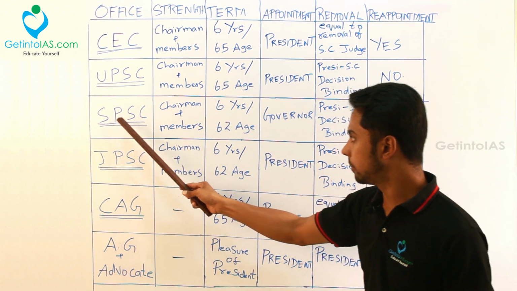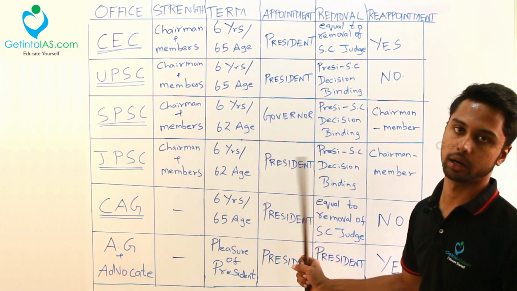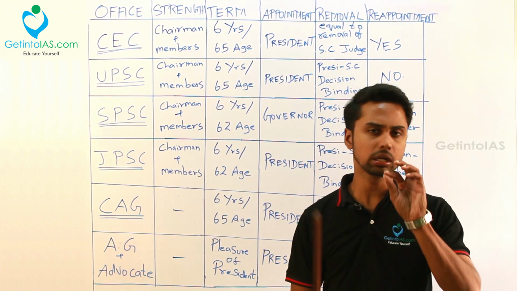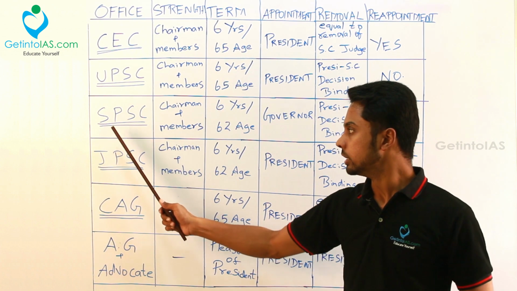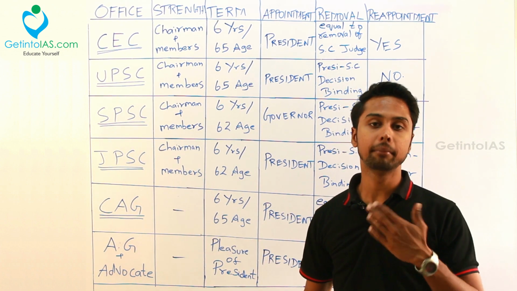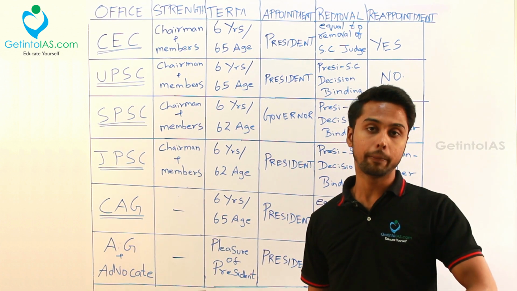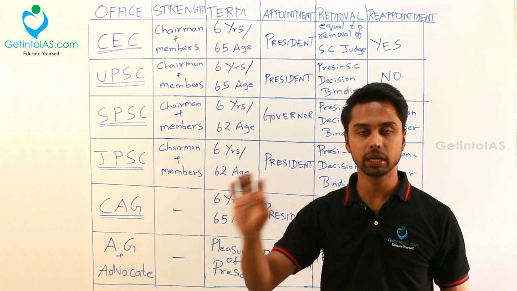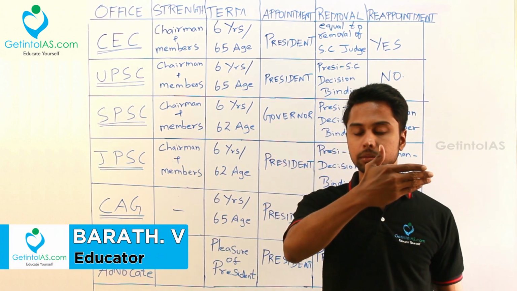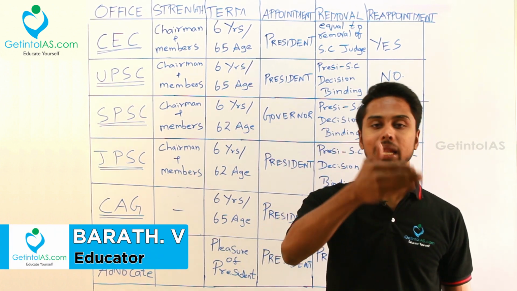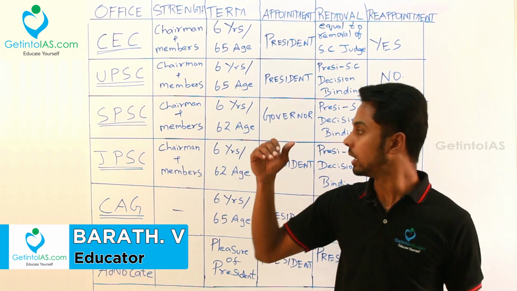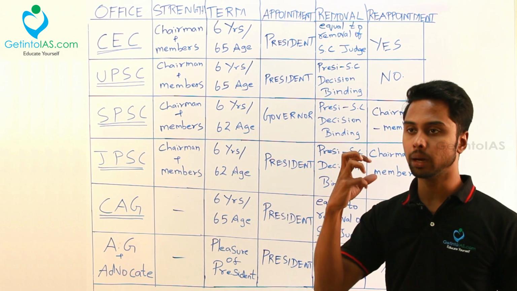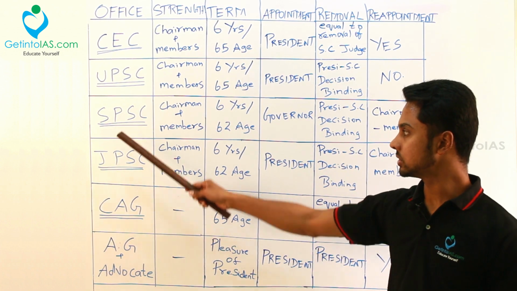Okay, with respect to State Public Service Commission, he is appointed by the Governor. Okay, since it is state, he is appointed by the Governor. But one very important thing to note here is that the chairman and members of the SPSC are appointed by the Governor, but can be removed only by the President. Okay, so this is very important. The State Public Service Commission's chairman and members are appointed by the Governor, but they can be removed only by the President. Okay, that is the power given to this body. Okay, so that is an independent power.